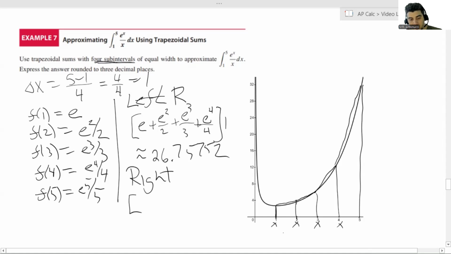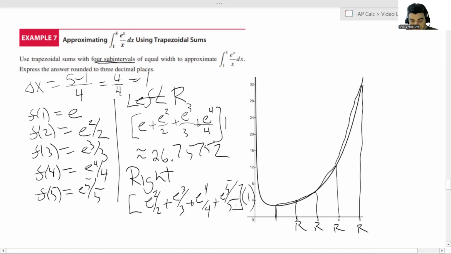For the right, I'm going to use now no longer the left endpoints. Okay, I'm going to use the right endpoints. So the first subinterval goes from 1 to 2. The right endpoint is at 2, so that's going to be e squared over 2. The next right endpoint is e cubed over 3. The next endpoint is 4, so e to the fourth over 4, and then e to the fifth over 5. All of those multiplied by 1, which is the width. So that's going to be approximately 53.72187.